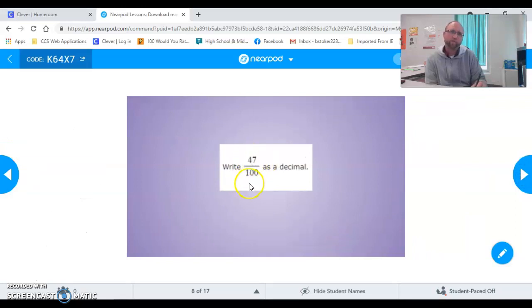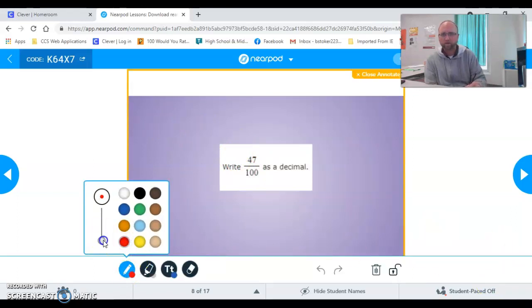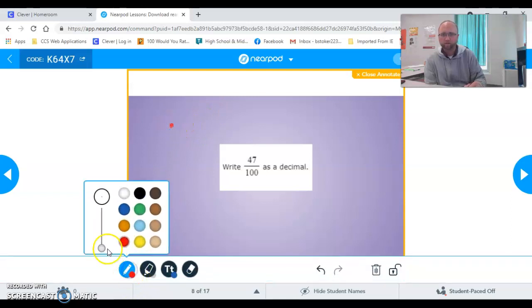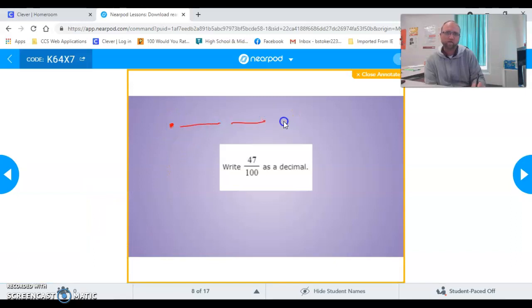Okay, here, write 47 over 100 as a decimal. This is pretty simple. Remember, after the decimal point, you have tenths, hundredths, thousandths.